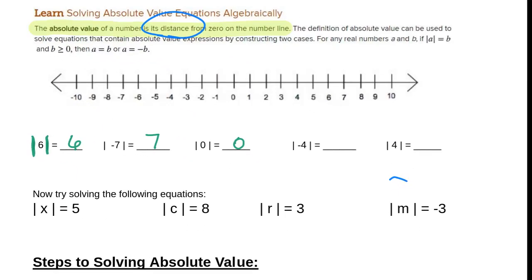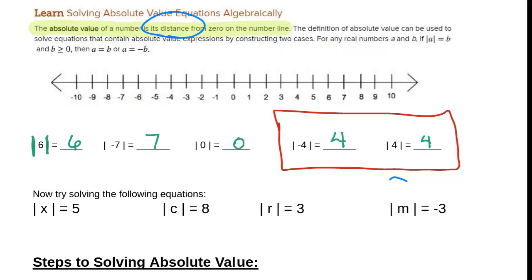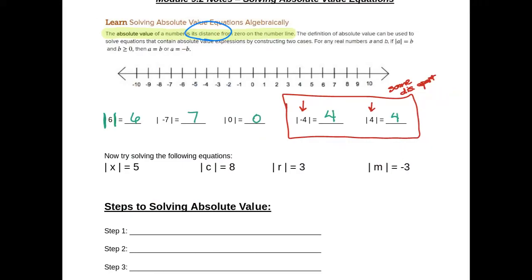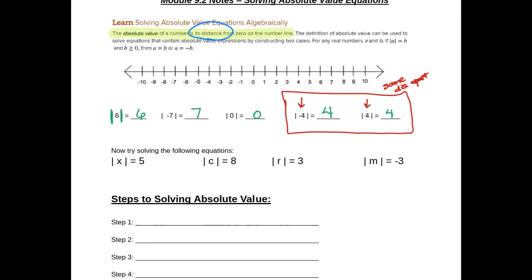What's the absolute value of -4? How far away from 0 is -4? 4 units, right? And what's the absolute value of 4? 4. So here we want you to notice that we have two numbers that have the same distance apart from 0. So we have -4 and we have +4. Those are talking about the distances.